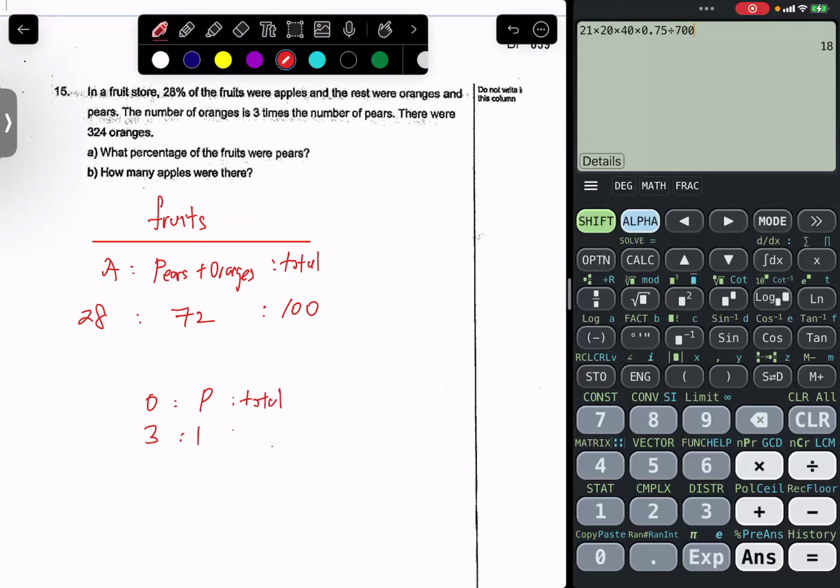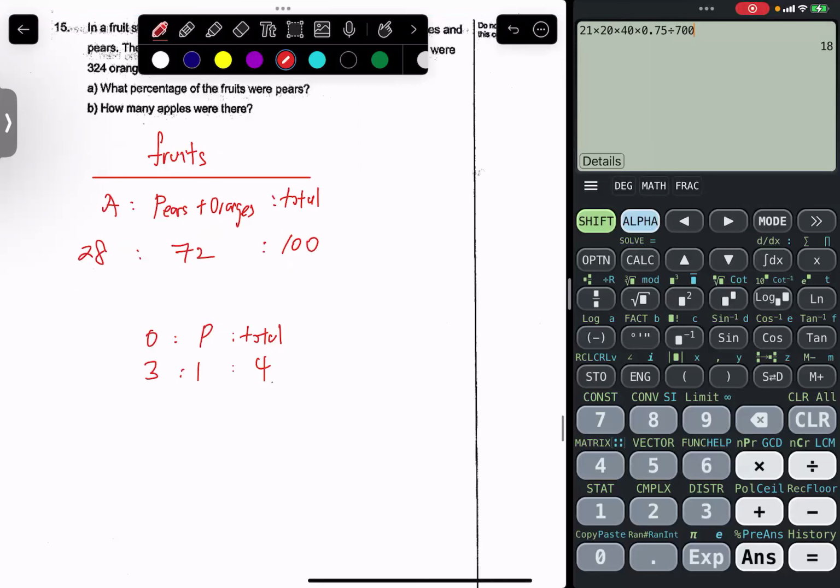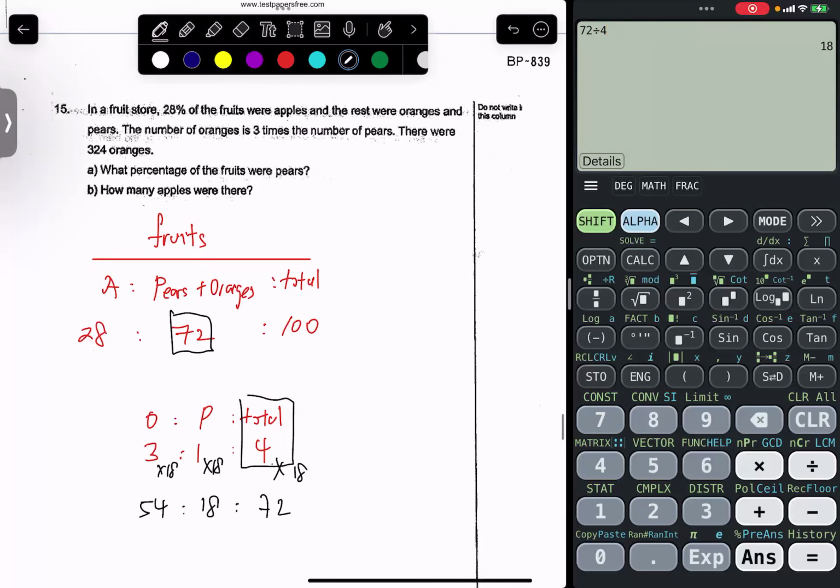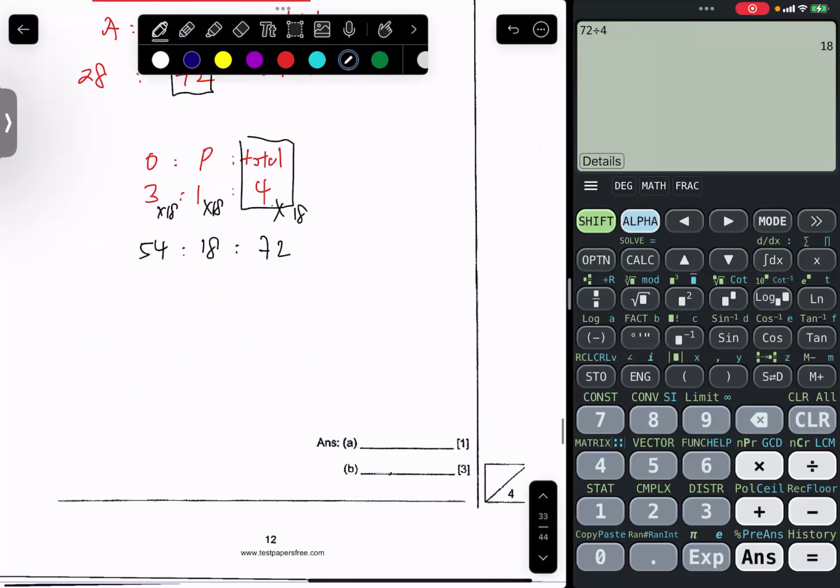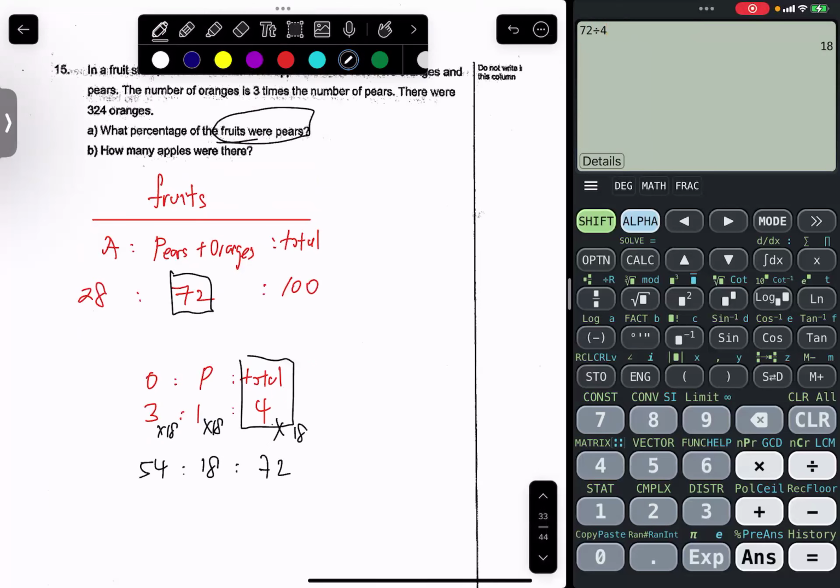Total is 4. Okay, but the total of orange and pear is supposed to be 72%. So we can do a quick calculation to link them up, I just need to times 18. So I'll have 54, 18, 72. So what percentage were pear? Okay, our answer, 18%.